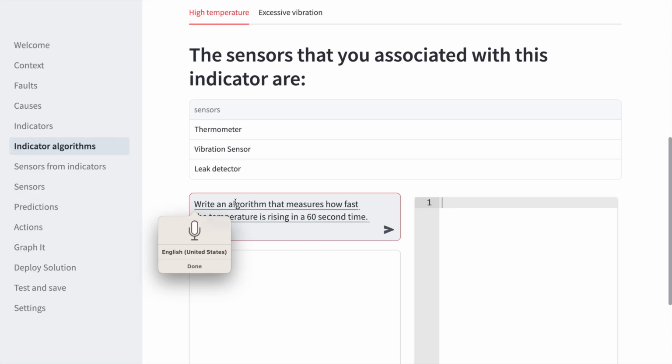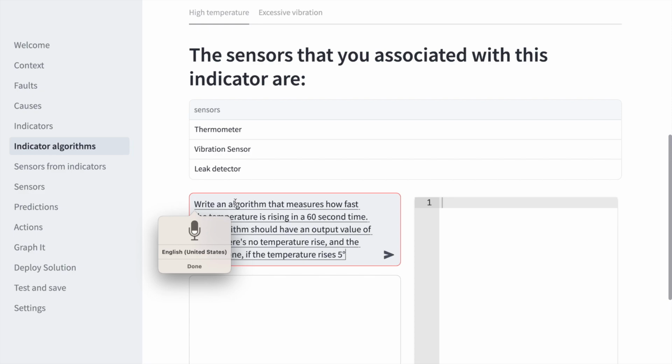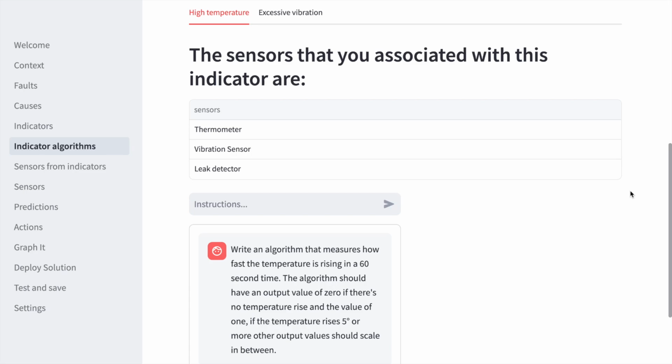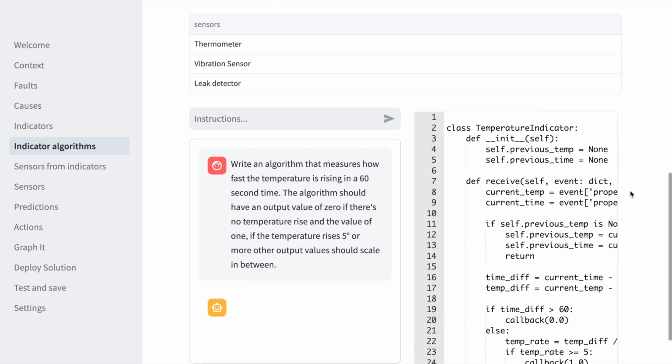The algorithm should have an output value of 0 if there is no temperature rise, and a value of 1 if the temperature rise is 5 degrees or more. Other output values should scale in between. And now let's see the expert system write the code. And there you have it.